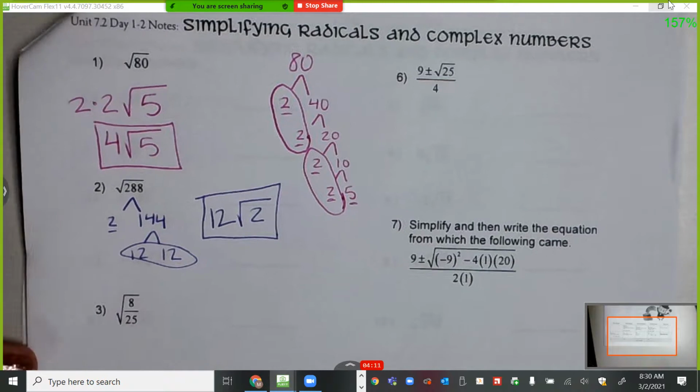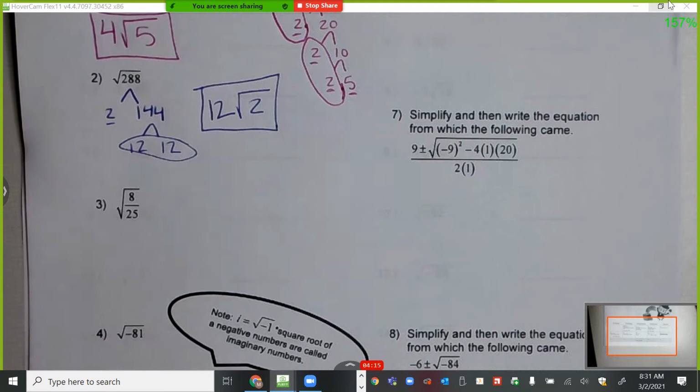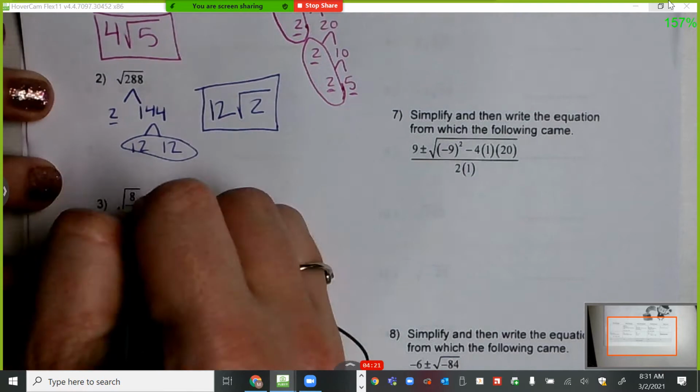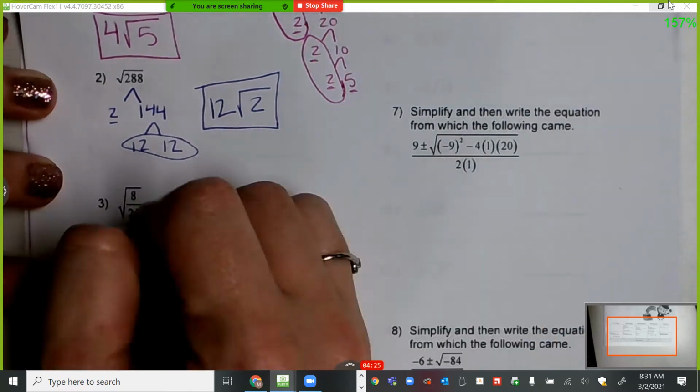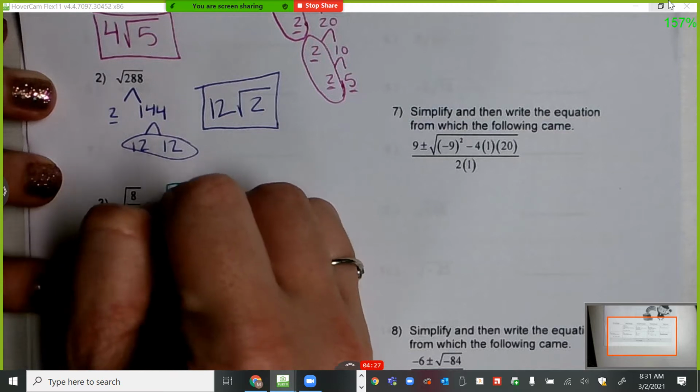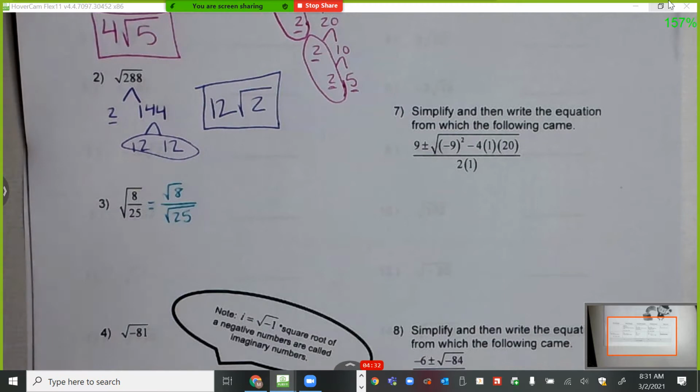Okay, let's look at number 3. What do you notice? It's a fraction. Okay, I don't know if y'all remember, but rules of, not exponents, square roots, radicals, whatever, you can separate it. That and that are the same thing. Okay?